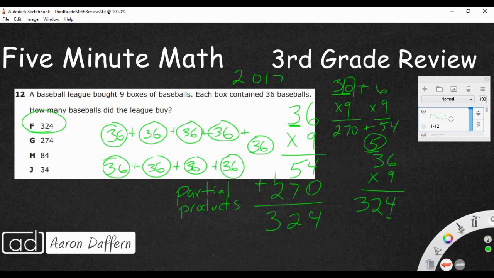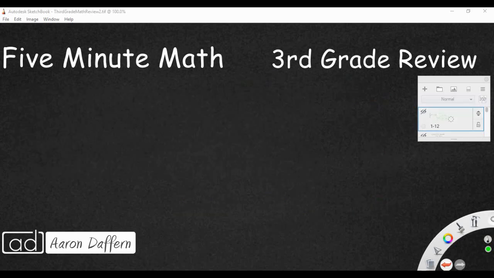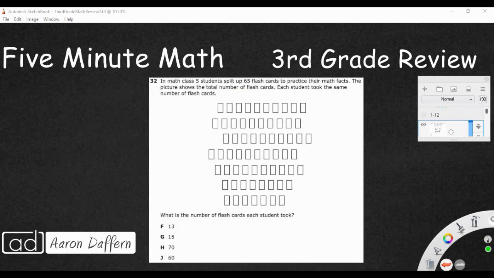Let's look at our second problem for today, and it is going to be from the 2017 STAR test, number 32. So it's going to be a division problem. Thankfully, they have a visual here. In class, 5 students split up 65. So if you wanted to count, there are 65 flashcards to practice their math facts. The picture shows the total number of flashcards. Each student took the same number of flashcards.